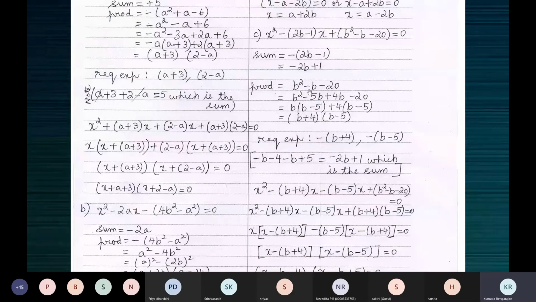This is the product. So to make it easy to find the two expressions to split the middle term, we factorize this. On factorizing, we get b plus 4 into b minus 5. Now we make use of these two expressions. This is what we did last year also.